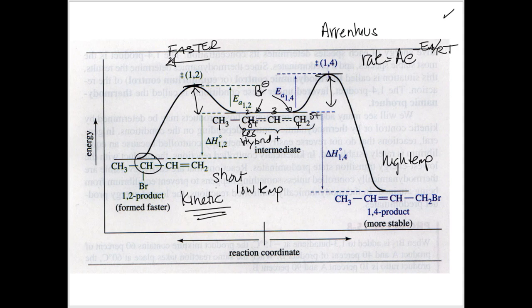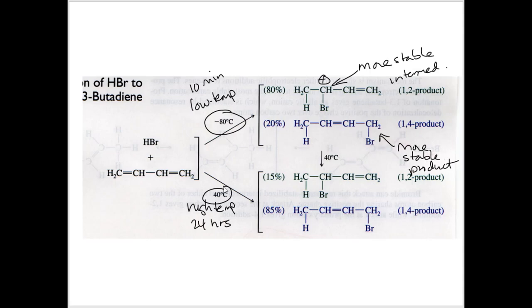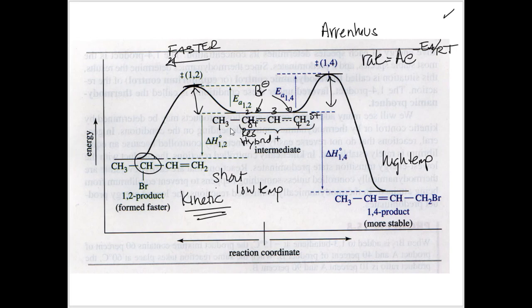And we saw from this experimental data that if I raise the temperature, I get a majority of the more stable product. So there's something else going on here. And there is. The something else going on is once you form this product, what can happen? Well, I could break that carbon-bromine bond and go right back to the carbocation intermediate. So this reaction is reversible. And being a reversible reaction then, once you form the kinetic product, if you give it enough temperature and time, that kinetic product can end up going right back to the carbocation.